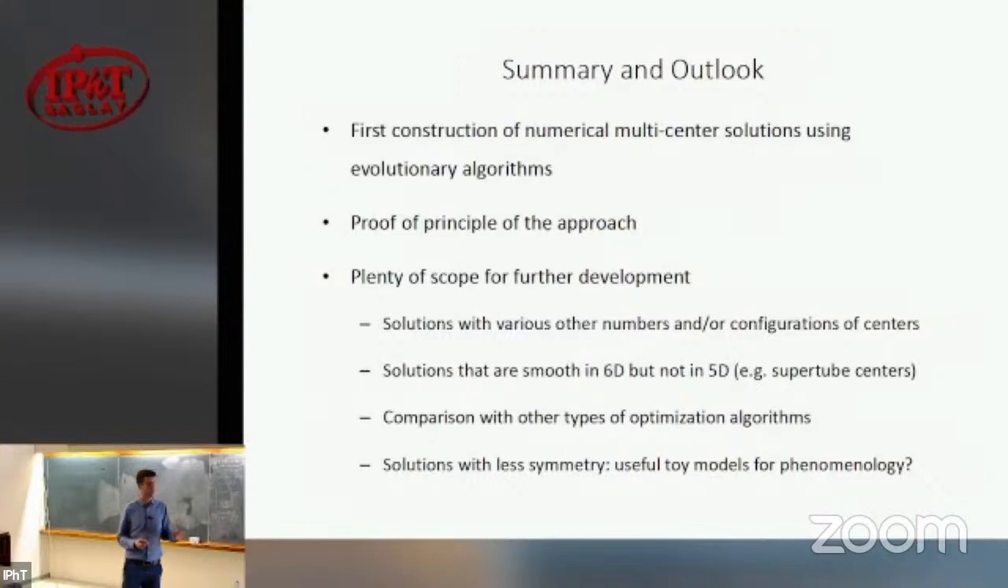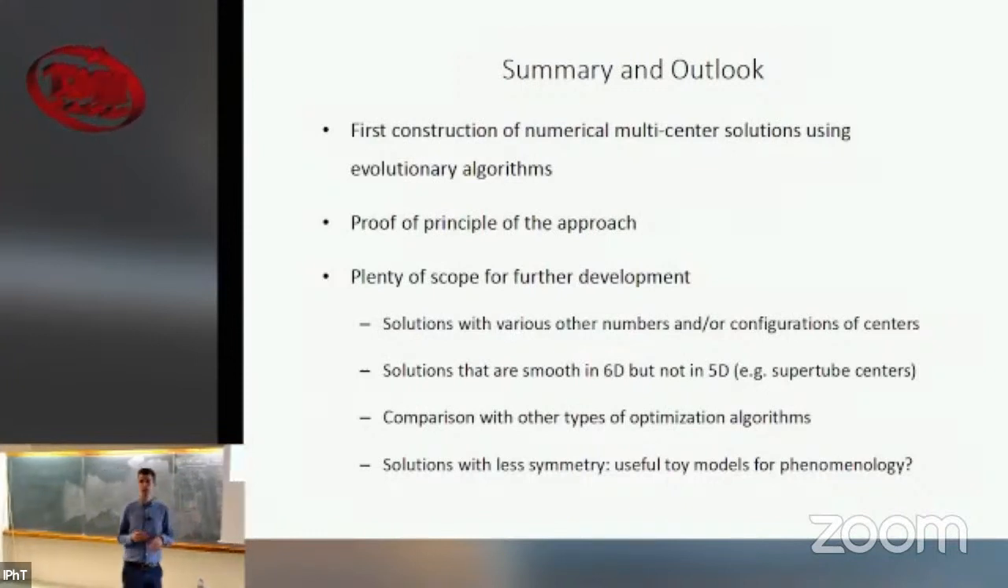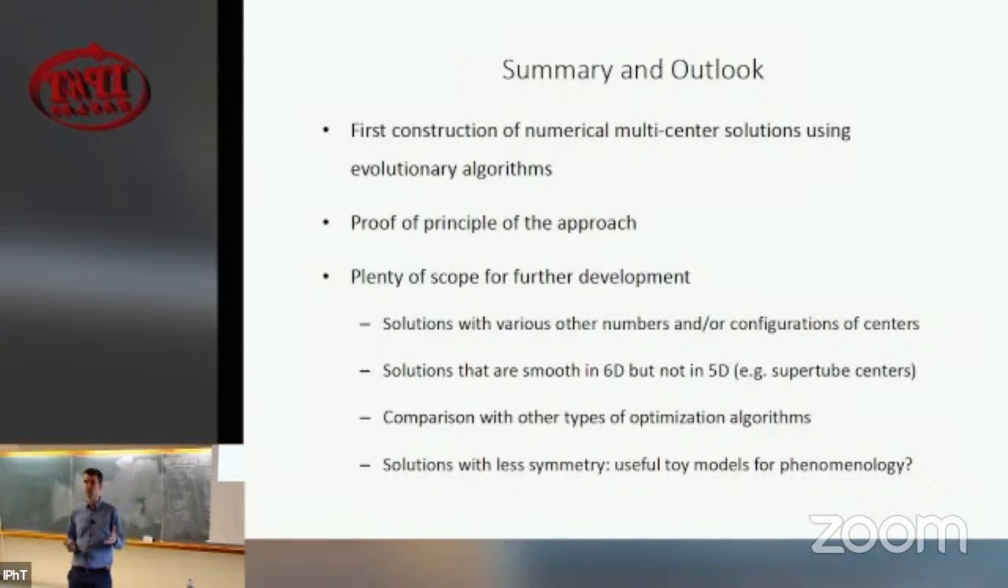We can obviously put various different numbers of centers, different kinds of configurations. We can consider solutions that would be smooth in 6D, but not 5 dimensions, for instance, supertube centers. So Josef and Pierre have thought about that as a way of reducing the angular momentum away from this highly spinning regime. That would be very easy to implement. It will be interesting to compare whether this approach is better or worse than other types of optimization algorithms. We haven't thought much about that.